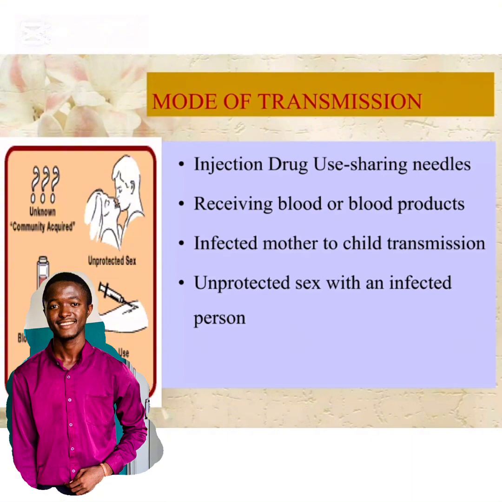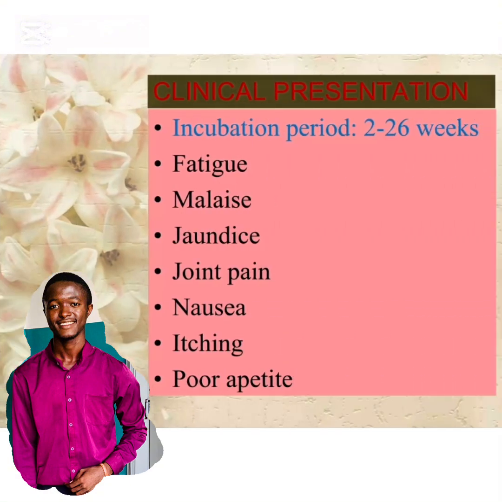Now we go into the mode of transmission. Of course, how does it transmit from person to person? It's through injection drug use, sharing needles, receiving blood or blood products, infected mothers to child, and also unprotected sex.